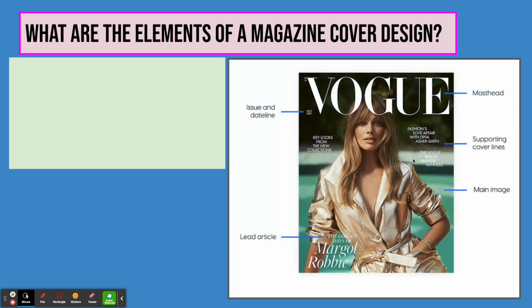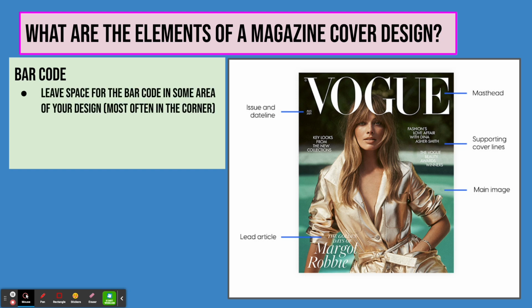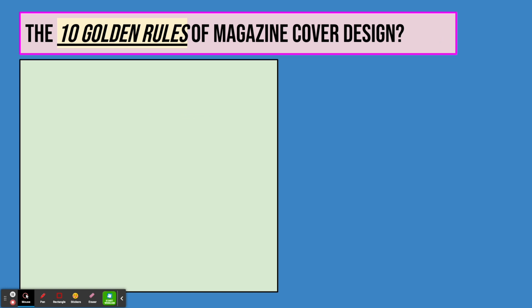Okay, and last, in the anatomy of a magazine cover is the barcode. Leave space for the barcode in some area of your design, most often in the corner, but not always. You can look at examples in Google Images and you will see where the barcodes are located on most magazines. Sometimes the price is added directly above the barcode as well, or built inside of the barcode. All right.